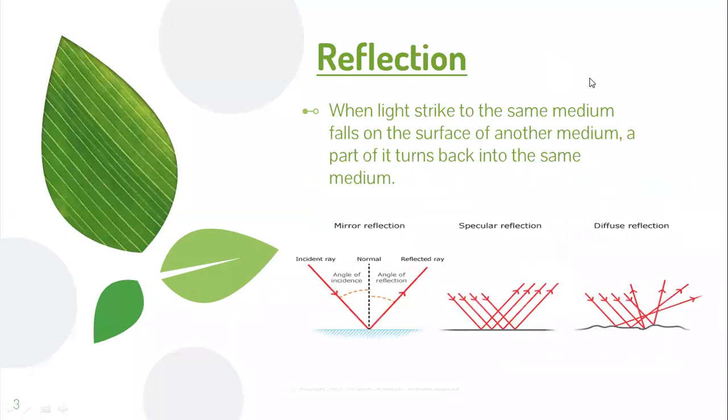So what is reflection? When light travelling in one medium falls on the surface of another medium, a part of it turns back into the same medium. That is called reflection. In simple words, when a ray of light strikes any surface and comes back to the same medium, that is called reflection of light. For example, when a ray of light strikes a mirror, it turns back to the same medium. That is called reflection.